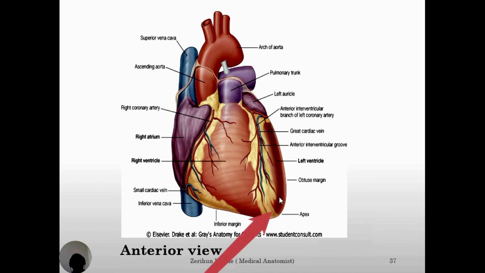Look, this is surface anatomy. This is the apex, and this one is the left ventricle. The left ventricle is mainly called the apex, and this one is the right ventricle.